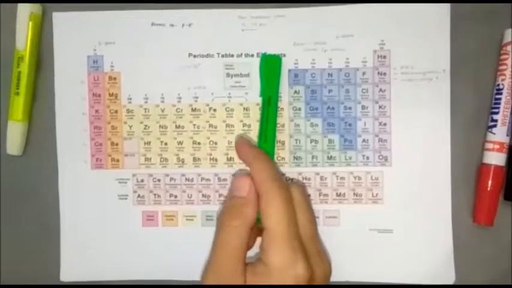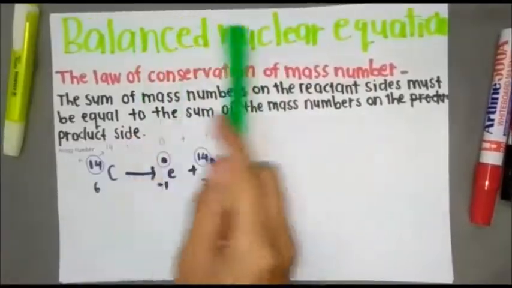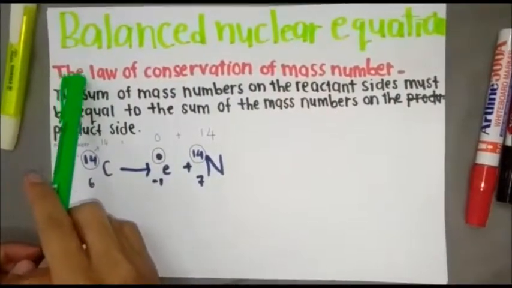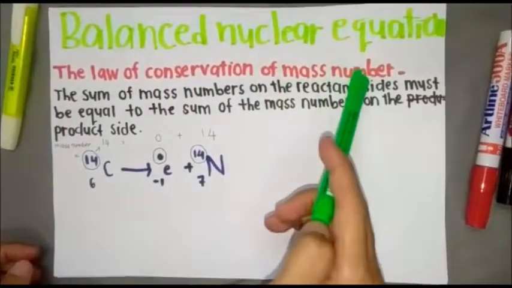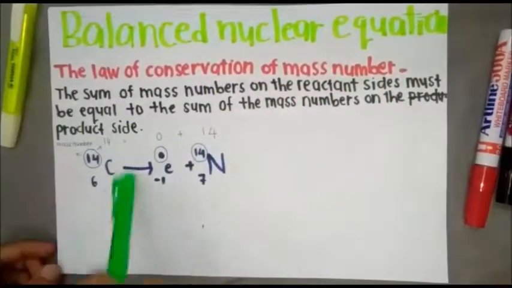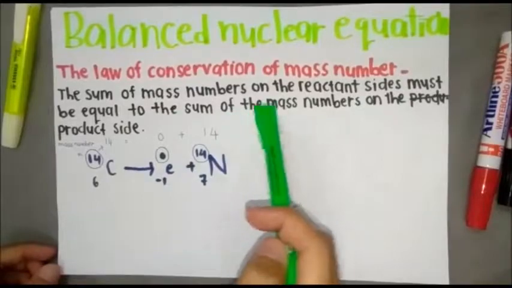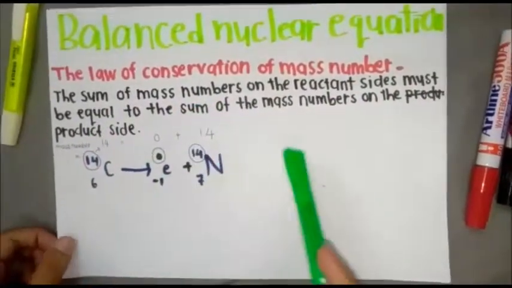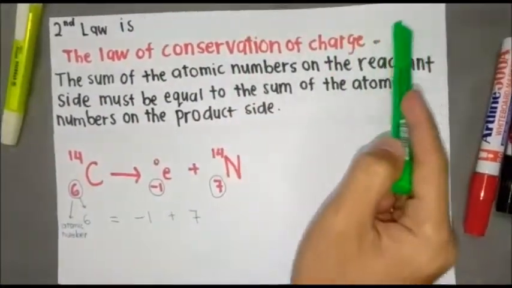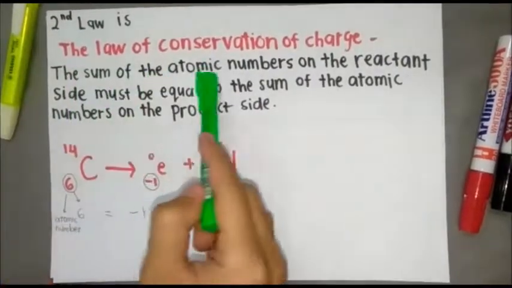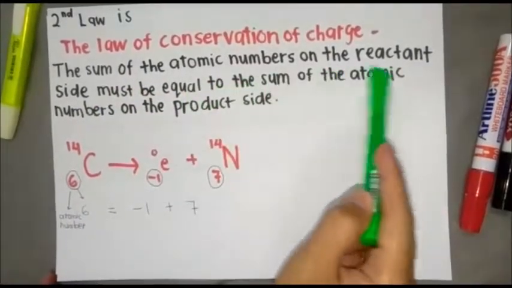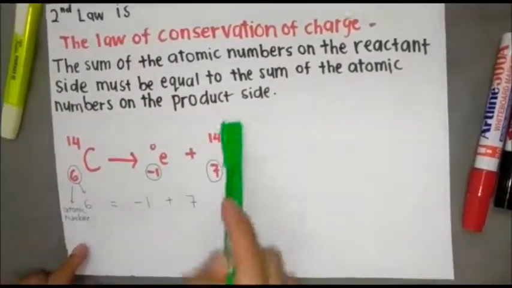This is the periodic table of the elements that we use to balance nuclear equations. The first law of the nuclear equation is the law of conservation of mass number, which states that the sum of the mass numbers on the reactant side must be equal to the sum of the mass numbers on the product side. The second law is the law of conservation of charge, which states that the sum of the atomic numbers on the reactant side must be equal to the sum of the atomic numbers on the product side.